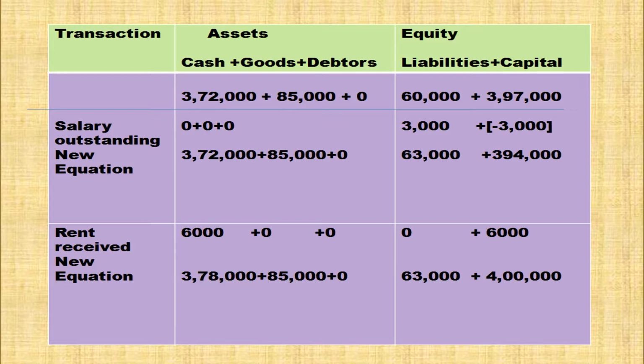Then rent received. Money is coming inside the business. Cash is increasing, in the cash column plus 6,000, in the capital column plus 6,000. After that, the new accounting equation: 3,78,000 cash, goods 85,000, that is 4,63,000 on the asset side, and liabilities 63,000 plus capital 4 lakh, that is 4,63,000 on both sides.